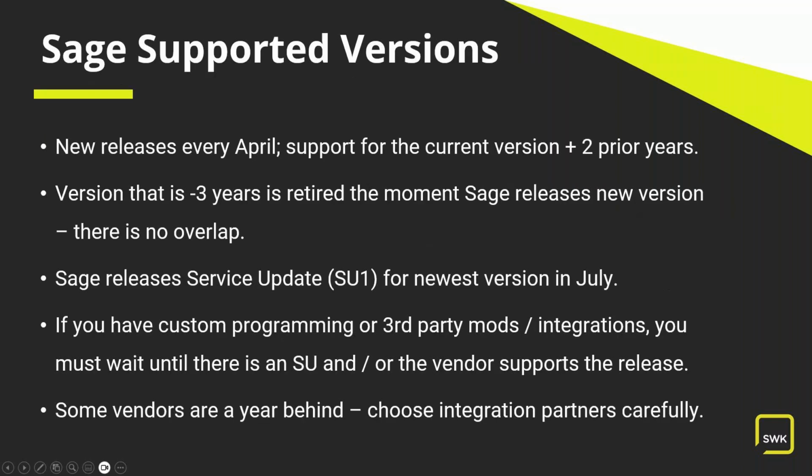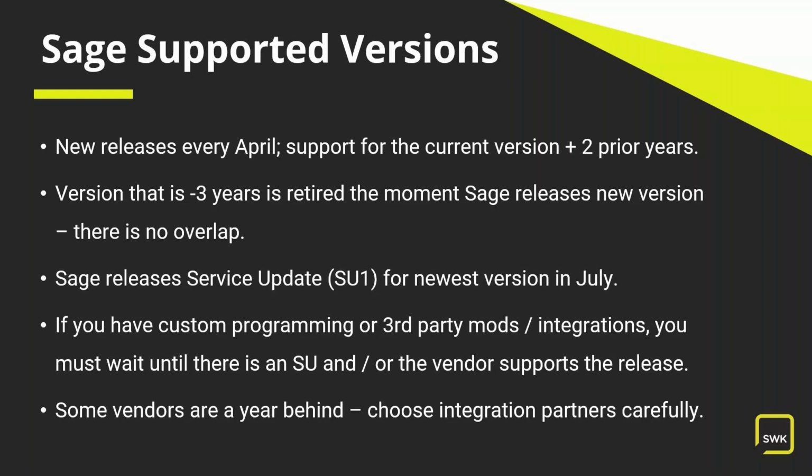Now, Sage supports the current and the last prior years. Sage comes out with their new versions in April every year. So the minute that Sage releases Sage 2025, Sage 100 2022 will instantly be retired, meaning no longer supported by Sage. So Sage will come out with their service updates for the new version, typically in July.